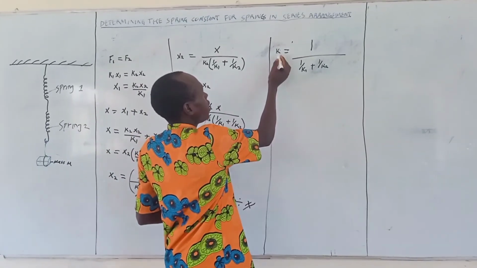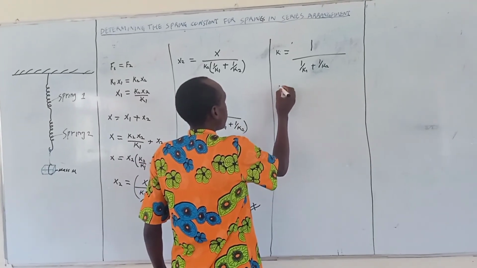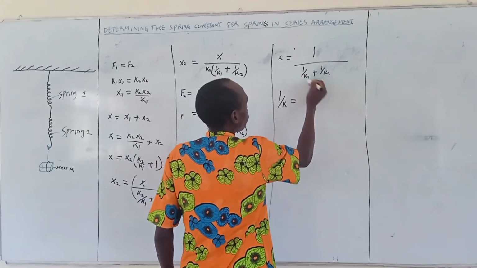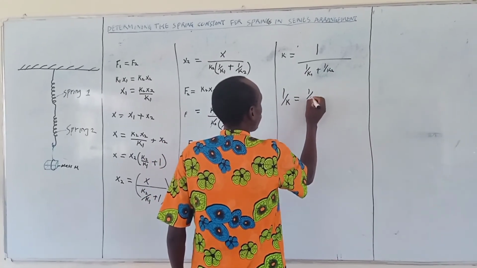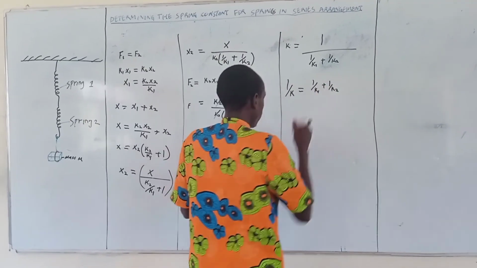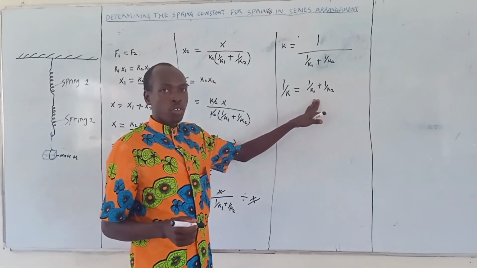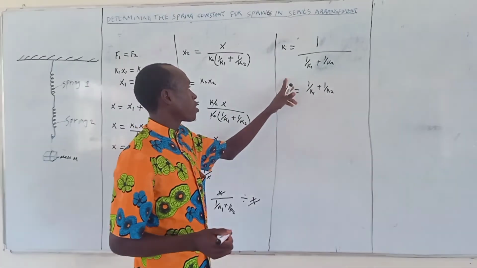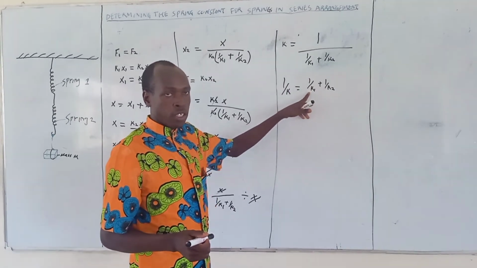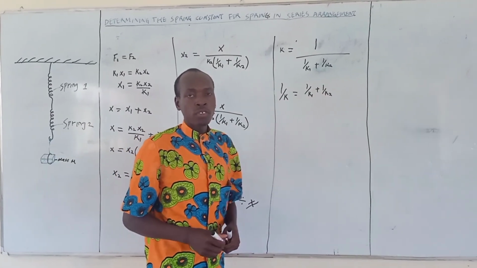You can write this K in reciprocal form, so that we have 1 all over K equal to 1 all over K1 plus 1 all over K2. Now this becomes our net spring constant. This is the net spring constant gotten by adding the reciprocal of spring constant 1 plus the reciprocal of spring constant 2. Thank you.